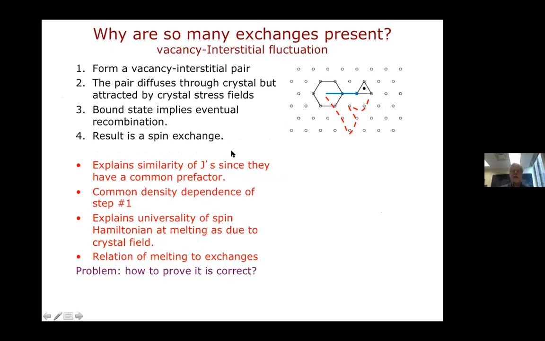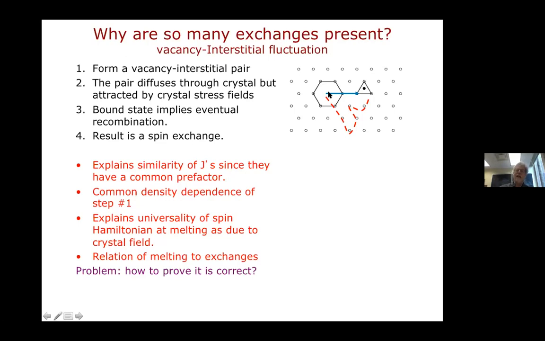Now, a second point that I want to raise, the question is why these long exchanges have all about the same probability as the small ones. I mean, they do converge away from melting, so you don't have infinitely long exchanges. But here's the picture that I've always been drawn to. It's what I call the vacancy interstitial fluctuation model. Well, basically, as I said, the zero-point motion of the atoms is really quite large. And so maybe by chance an atom fluctuates and creates an interstitial over here and a vacancy over here.